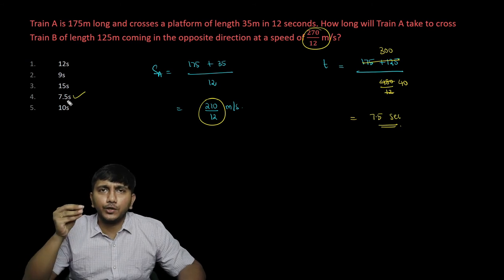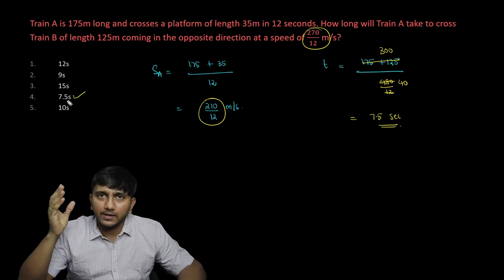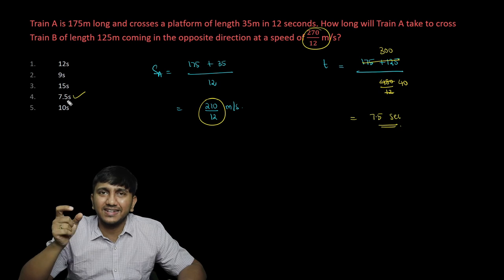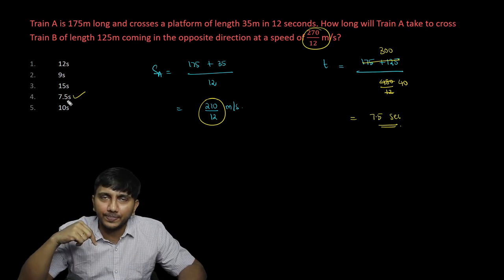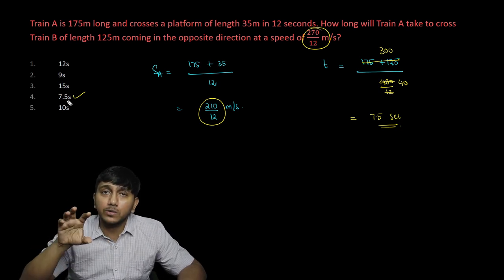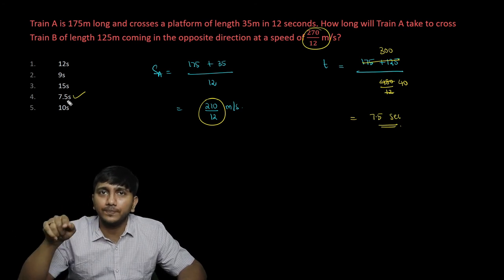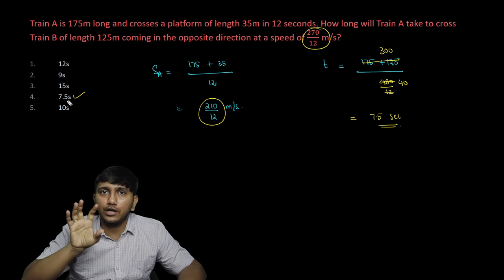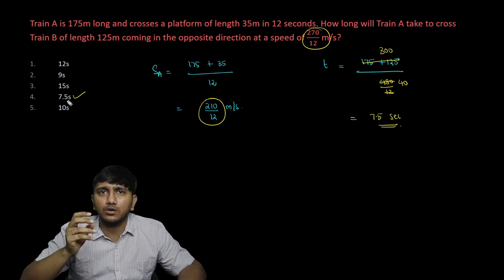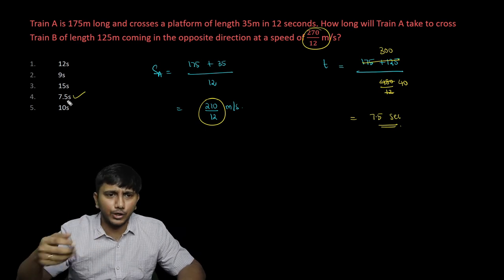So there are a few things to be kept in mind whenever you're dealing with train questions. If a train is crossing a point object, the distance it has to cover is the length of the train itself. Whenever the train is crossing another object which has its own length, then the distance the train has to cover is the length of the train and the length of the object as well. Now the denominator, relative speed or speed, depends on whether the two bodies are moving or only one body is moving. This has been discussed in detail in the concept class, so I'm not delving too much into this.